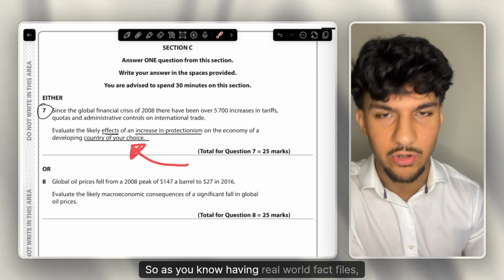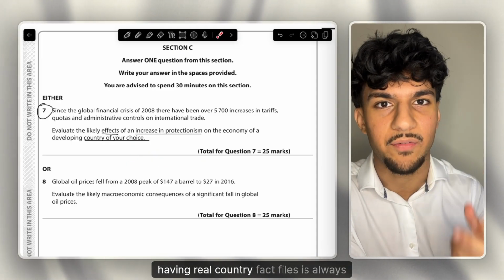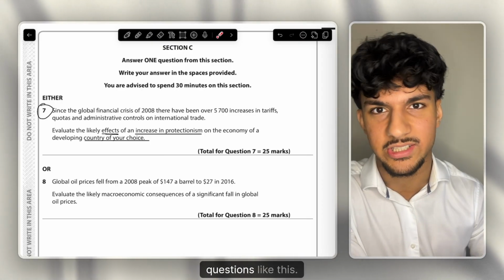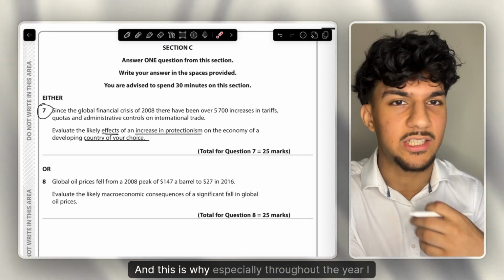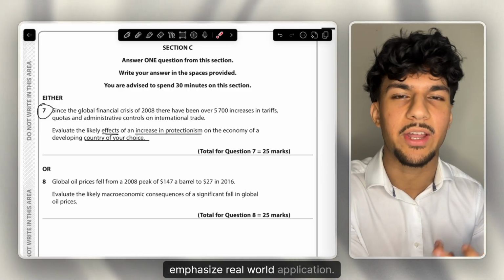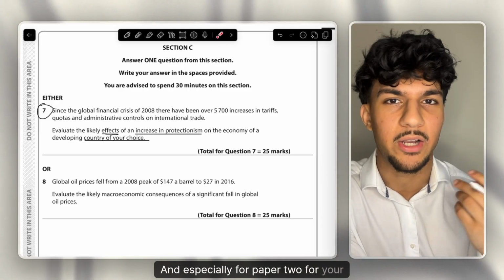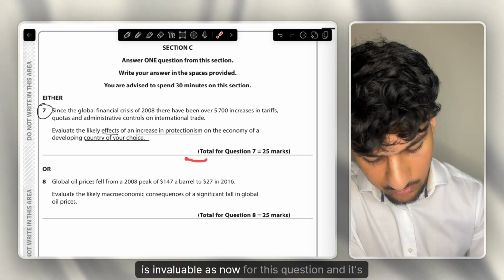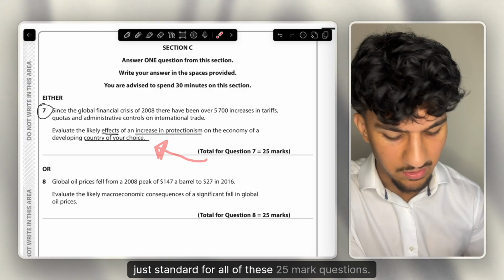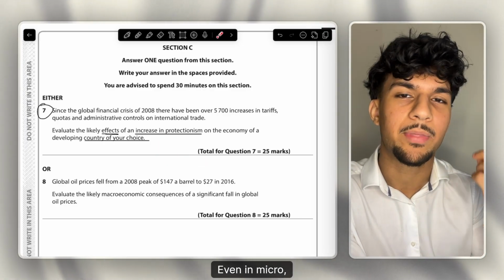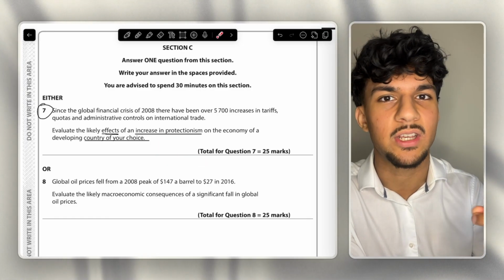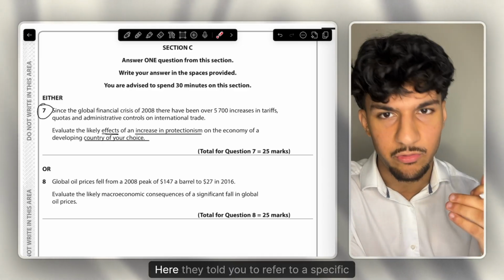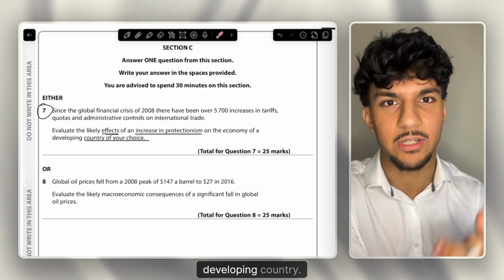So as you know, having real world fact files, having real country fact files is always emphasized a lot by teachers and by examiners for questions like this. And this is why, especially throughout the year, I emphasise real world application, and especially for paper 2 for your macroeconomics, having a few country fact files is invaluable. As now, for this question, and it's just standard for all of these 25 mark questions, even in micro, if they tell you to refer to a specific industry, like for example, you might refer to the banking industry, the motor industry, but here they told you to refer to a specific developing country.